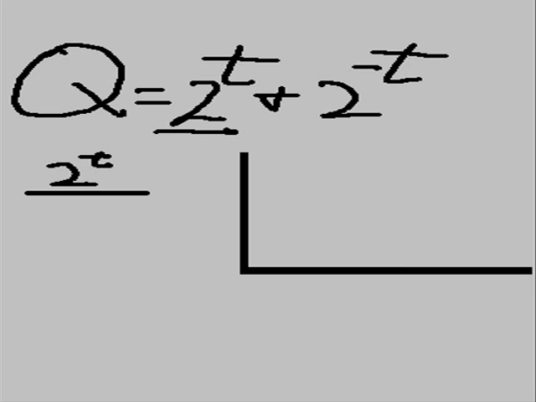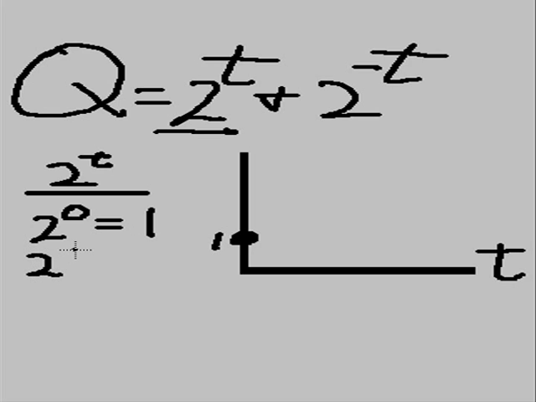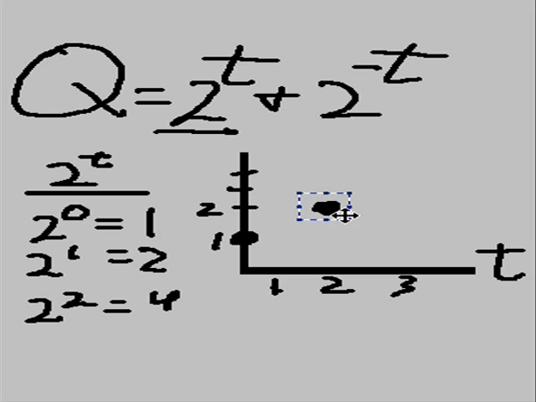Part 1 first, 2 to the t. When t is equal to 0, 2 to the 0 power is equal to 1, since anything to the 0 power is equal to 1. 2 to the first power is equal to itself, that's 2.